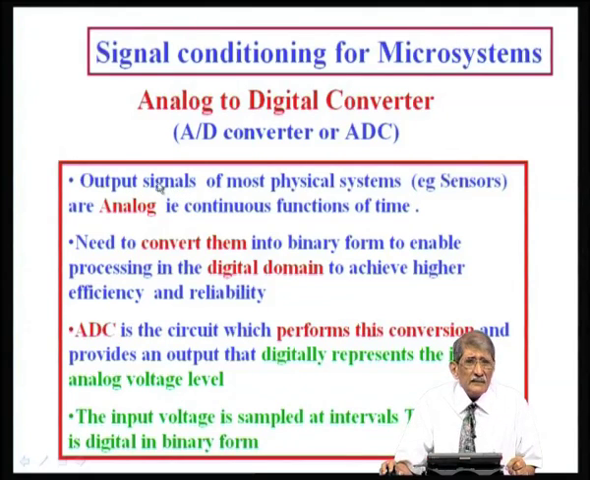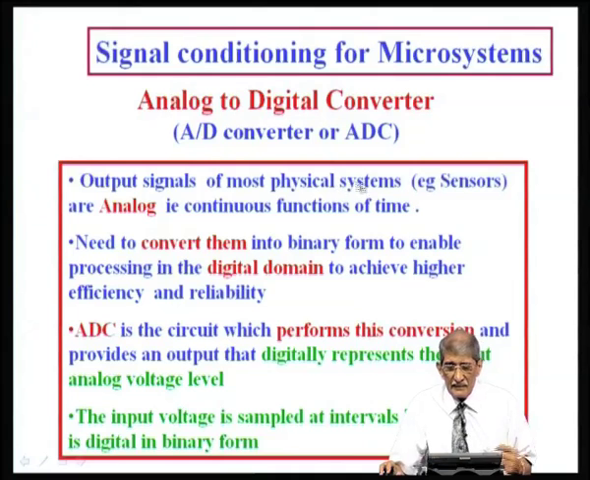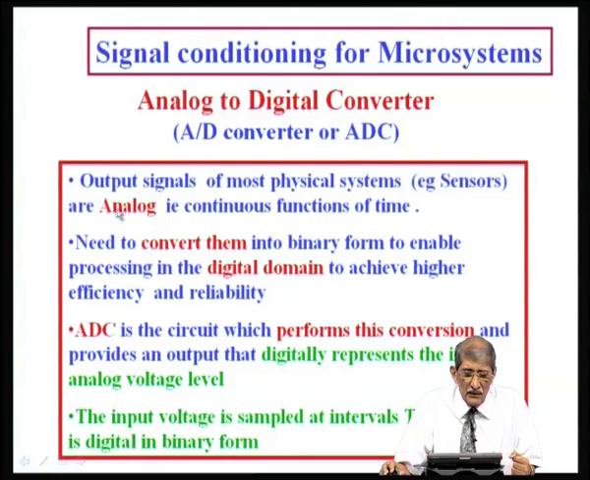Here, why do you need analog to digital conversion? The output signals of most physical systems, such as pressure sensors, acceleration sensors, etc., are analog. When you say it is analog, that means that the signal is continuously varying with time. At each instant of time, the signal is present. Okay, that is analog. You can see a sine wave is an analog signal.